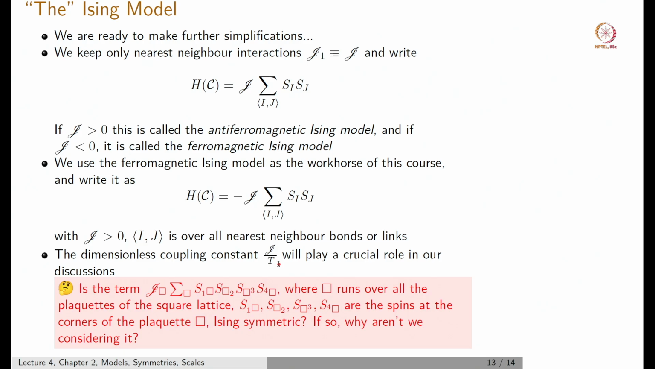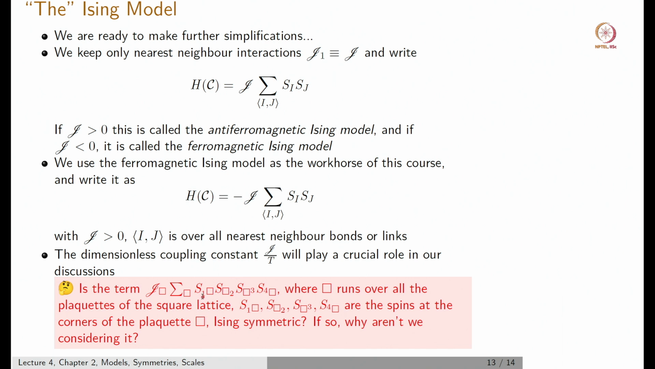Alright, now I have an interesting challenge for you. So remember, here I talked about two spin interactions. I was saying that, okay, let's only think of pairwise interactions between spins. But if you think about it, you can have higher spin interactions. What do I mean by higher spin interactions? Say for example, I am asking you to consider the following thing. The square lattice can be made of a bunch of plaquettes. Plaquettes are elementary squares of the lattice. And if you look at a plaquette on the square lattice, you will see that it has 4 spins or 4 sites at its corners.